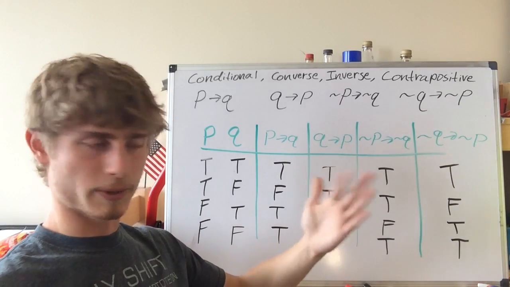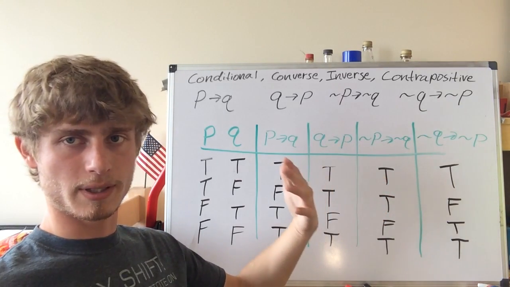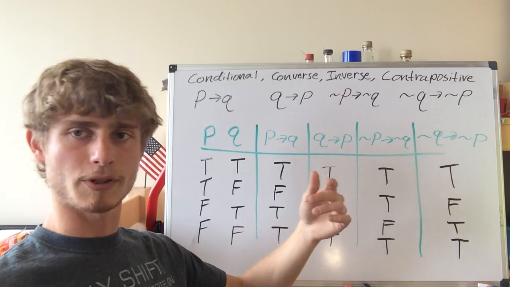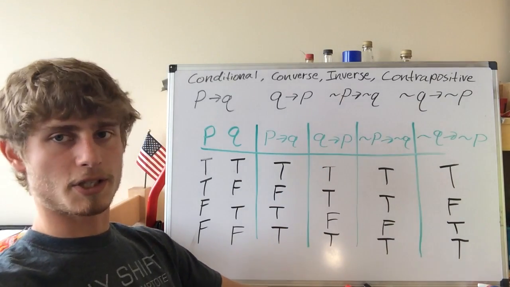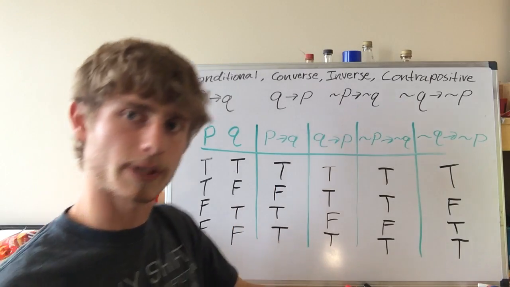Hey, so this is going to be a really quick video. I just want to go over essentially what the conditional, converse, inverse, and contrapositive statements are and how we can use those in a mathematical proof, and just explain why certain things are logically equivalent.